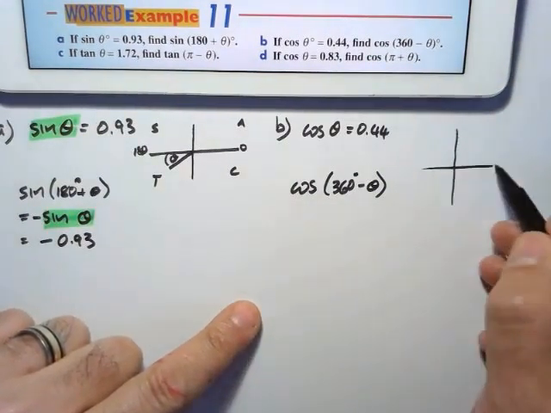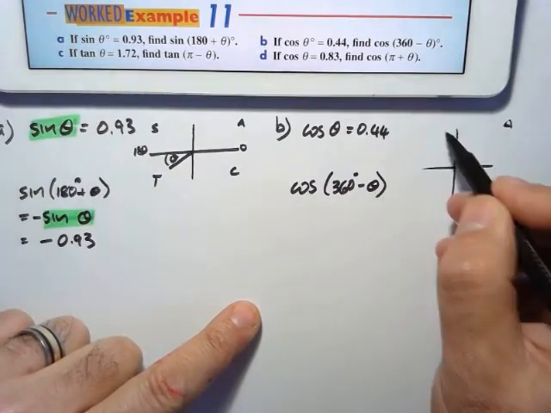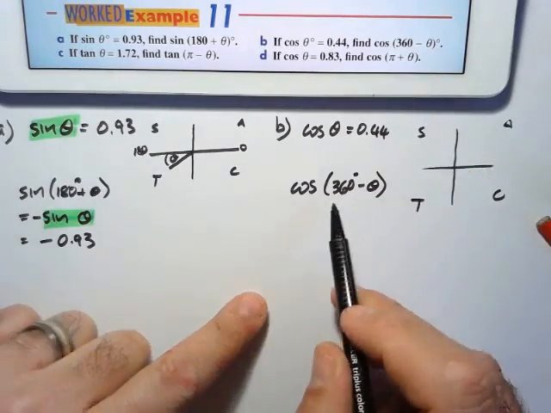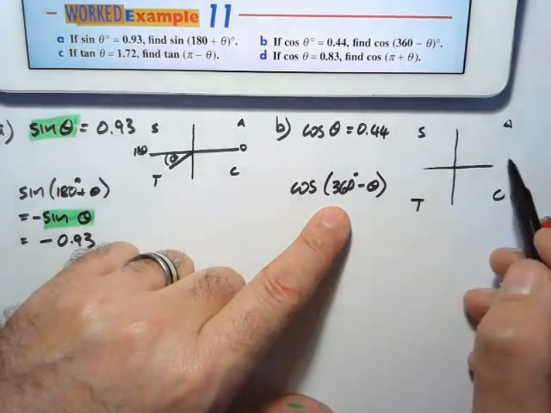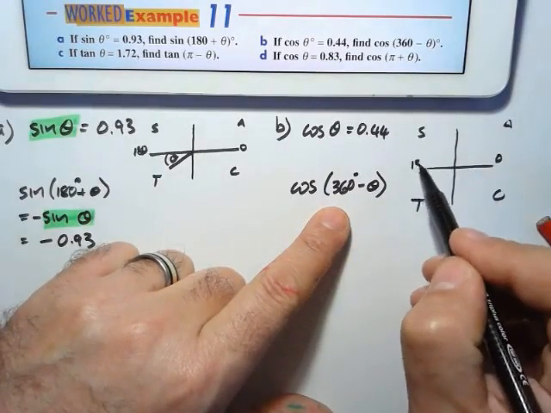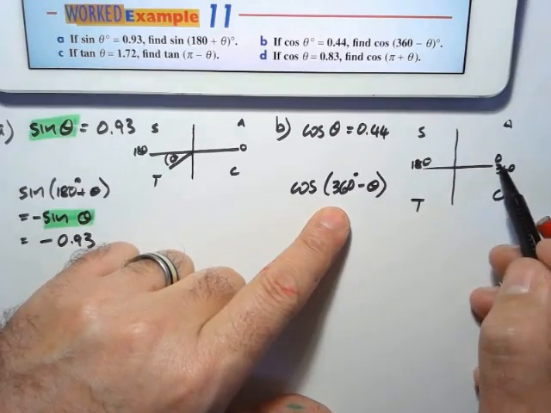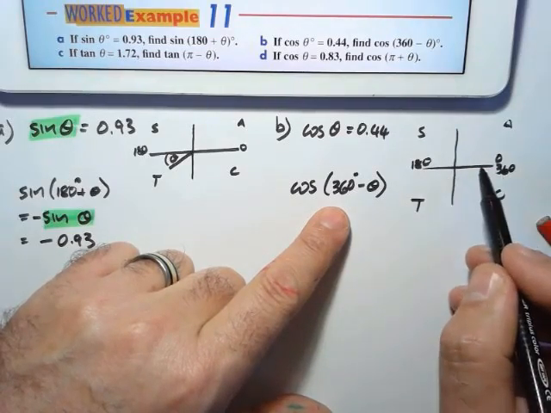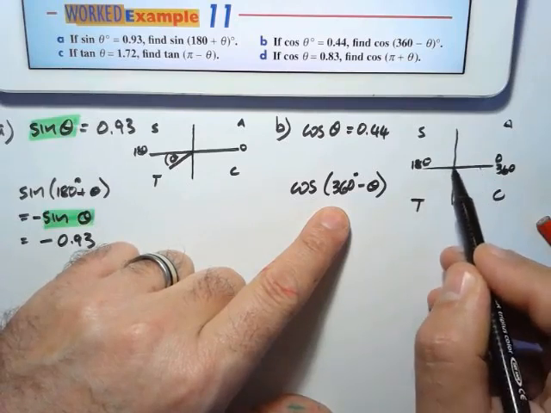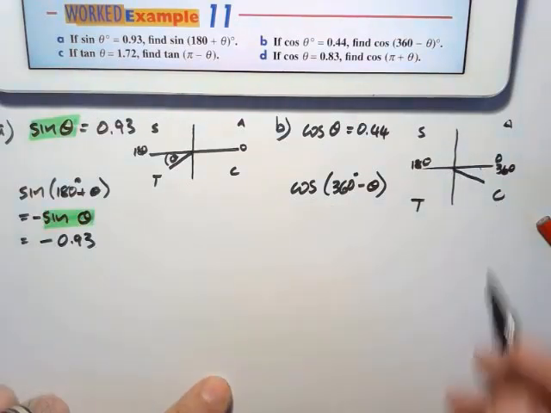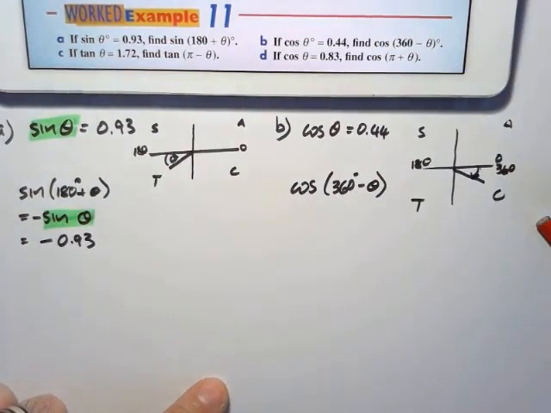My cast diagram, CAST. Where is 360 minus theta? This is 0, this is 180, this is 360. Okay, so 360 negative, goes in a negative direction, is in my fourth quadrant. There's my angle, theta.